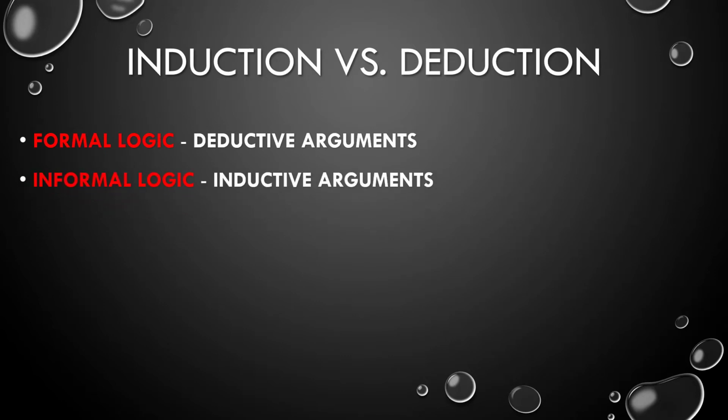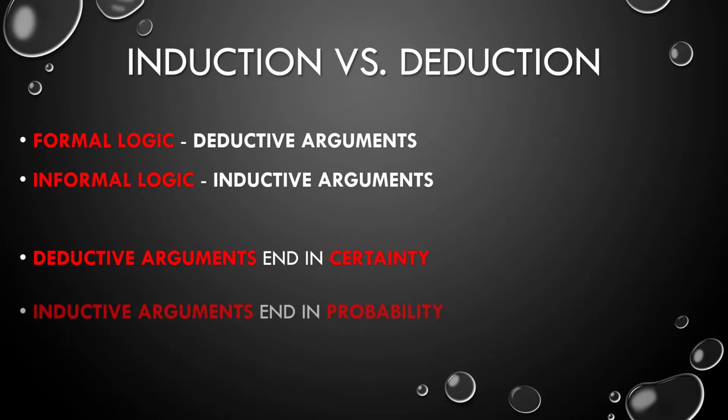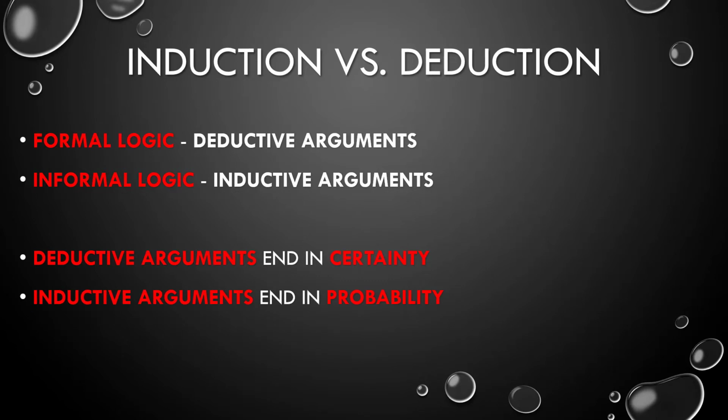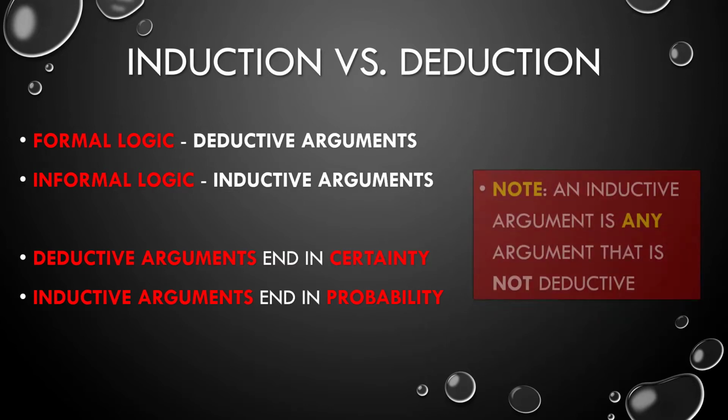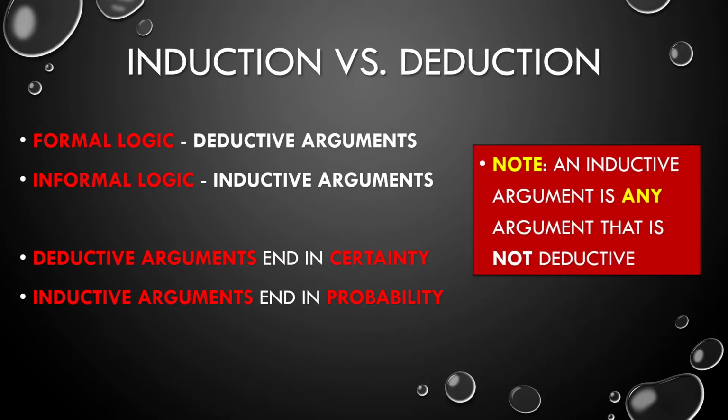And the main way to distinguish them is to do that with respect to how their conclusions follow from their premises. Deductive arguments end in a conclusion that has certainty and follows necessarily. Inductive arguments end in a conclusion that has a degree of probability but never necessary truth. Also worth pointing out is that an inductive argument is going to be any argument that is not deductive, which will include things like abductive, ampliative, and so on.